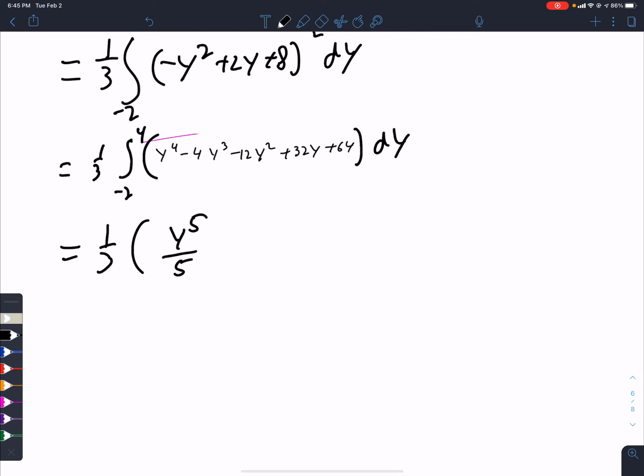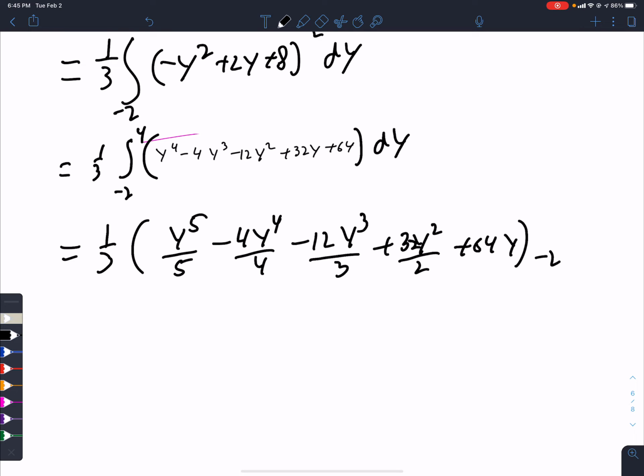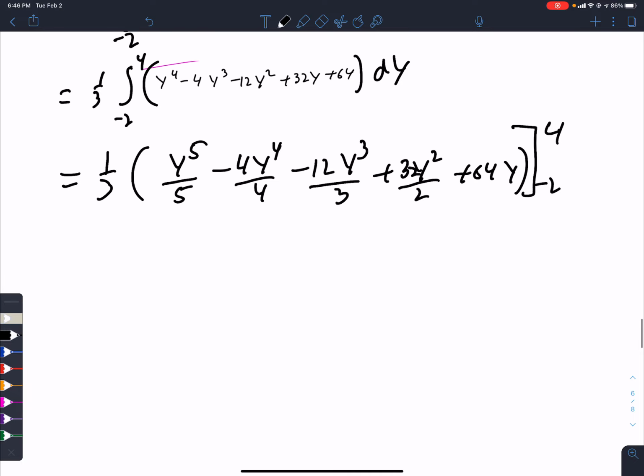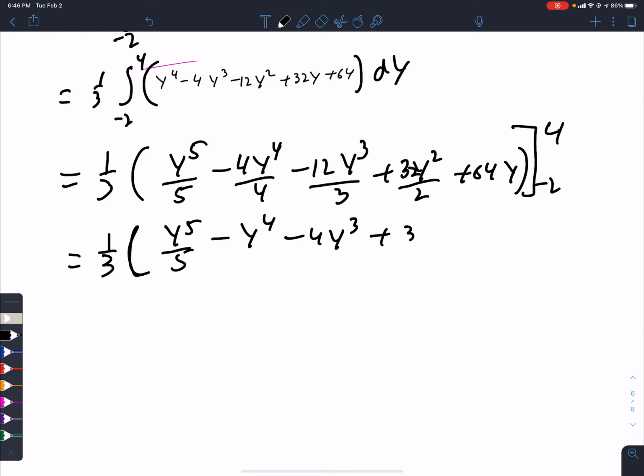Y to the 5th over 5, minus 4y to the 4th over 4, minus 12y cubed over 3, plus 32y squared over 2, plus 64y from negative 2 to 4. Wow, I'm going to have to get a calculator out for this. So y to the 5th over 5 minus y to the 4th minus 4y cubed plus 16y squared plus 64y from negative 2 to 4. Whoo!